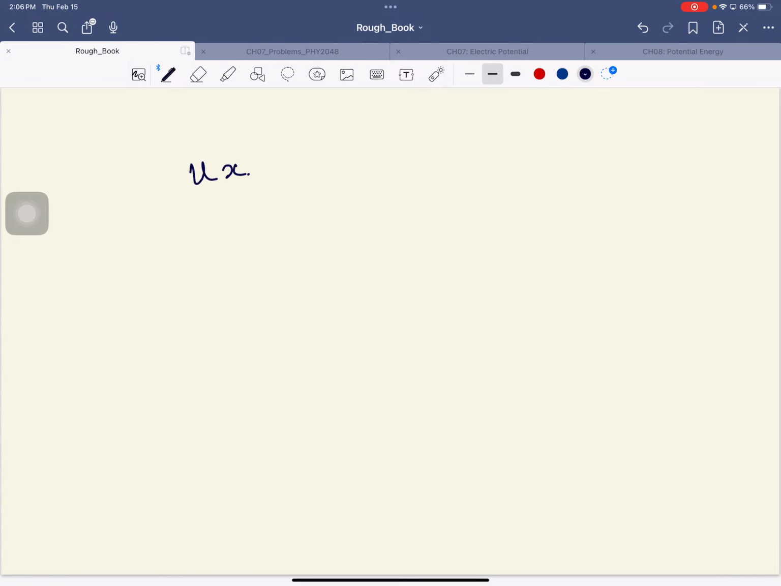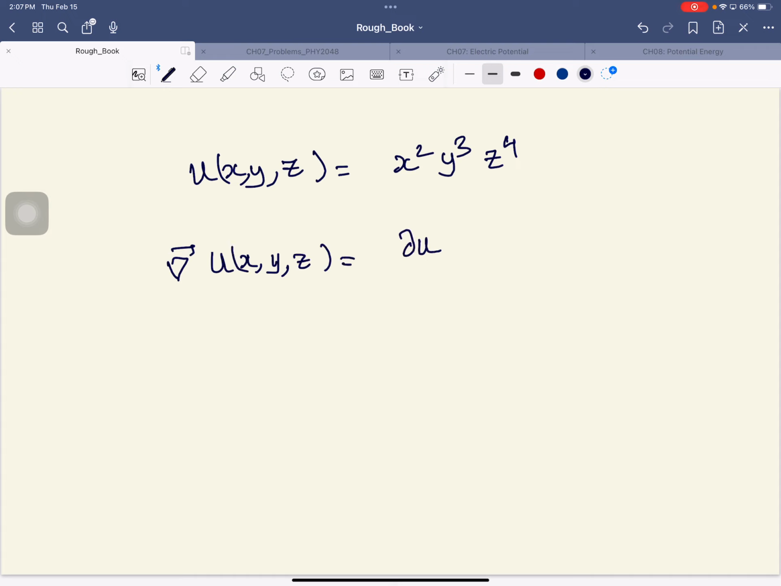So let's say u(x, y, z) is equal to, we'll do a very simple example because I'm not very good at taking derivatives. Okay, so the gradient of u(x, y, z) is del u by del x, partial derivative of u with respect to x, i, that's the x component, plus del u by del y j, plus del u by del z k.